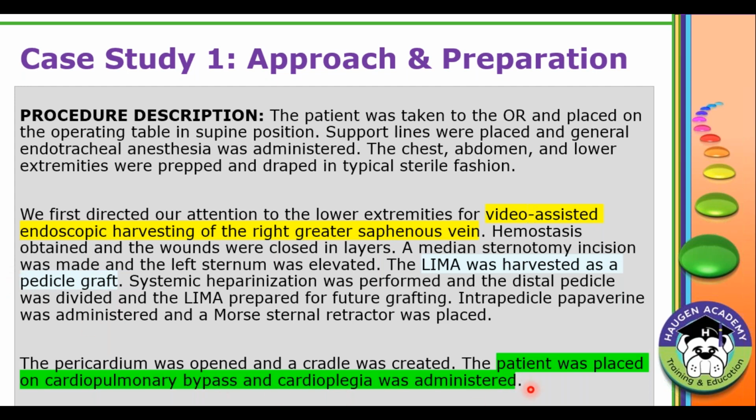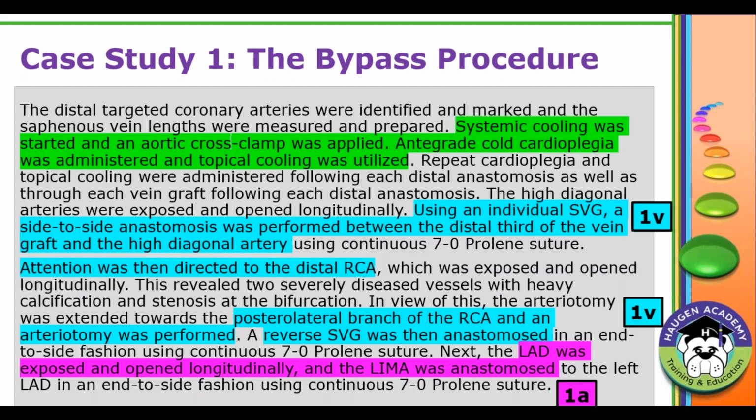And then in green, he starts to talk about the patient being placed on cardiopulmonary bypass and cardioplegia administered. I spent a lot of time talking about cardiopulmonary bypass earlier because they talk about it a lot in the operative reports. And as a coder, when I was first learning to code this, I'm looking at it going, this seems like a really big deal, and it seems like I should be coding a whole bunch of things here.